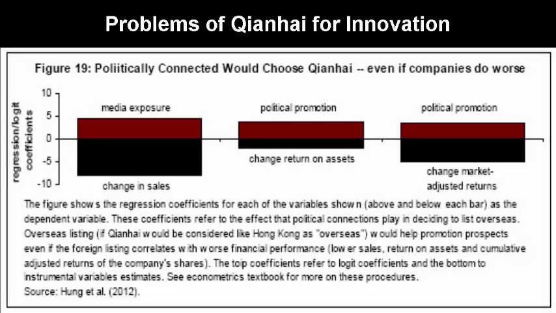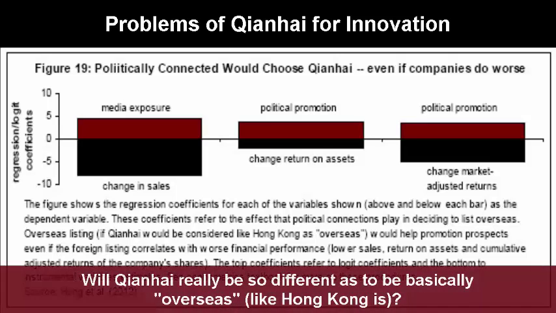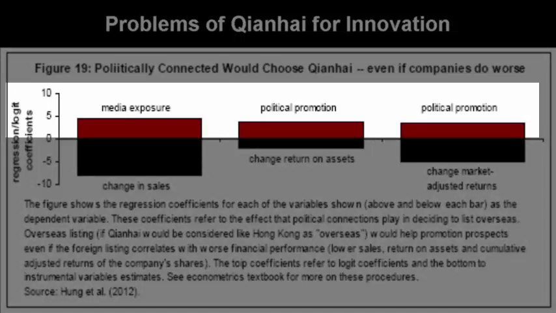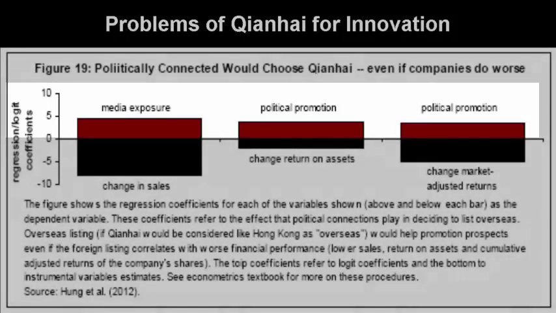And if Qianhai does attract companies, it's likely that companies would choose Qianhai for political rather than economic reasons. The infographic we see in front of us shows the impact of a foreign listing on economic and political returns from these companies. Thus, we see that companies that list overseas and thus seem likely to participate in a venture such as Qianhai, these companies would receive a relatively large amount of media exposure, and the officials connected with these companies are far more likely to be promoted.